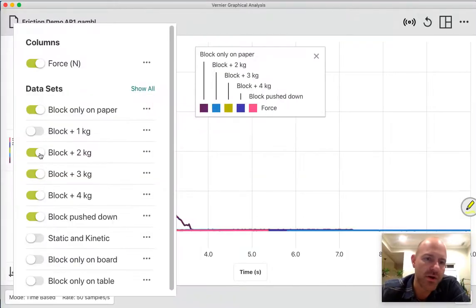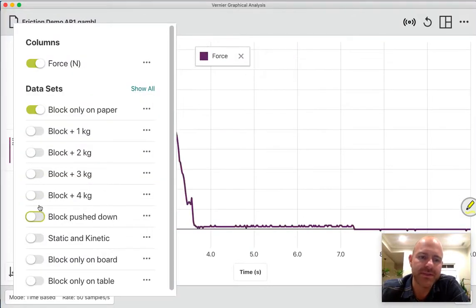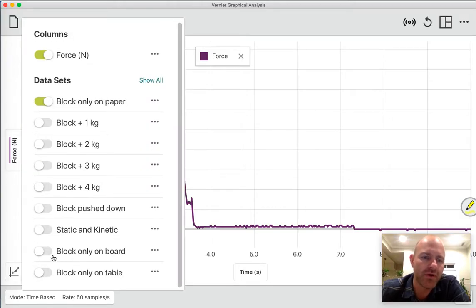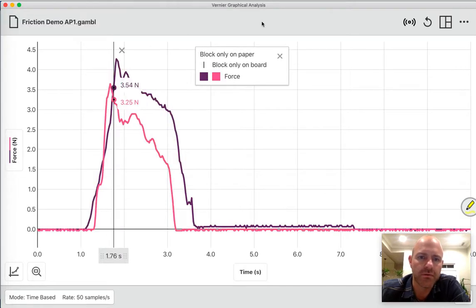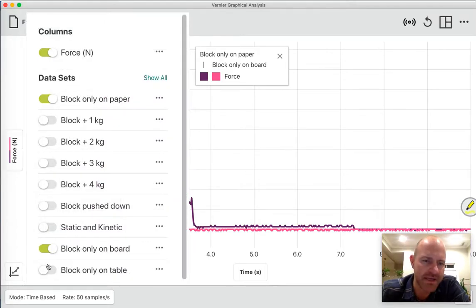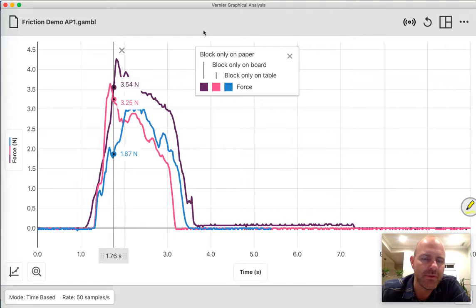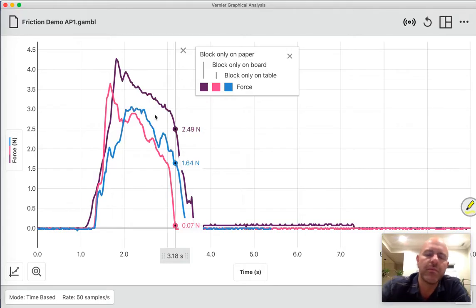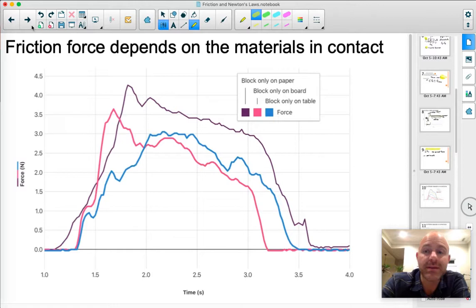We can also take a look at what happens if instead of just being pulled across a piece of paper, we pull it across the board. Block on paper, block on board, different materials in contact, or maybe drag it across the table. We see that all three of these have slightly different amounts of maximum static friction force and then kinetic friction force while it's moving. It also depends on the materials.